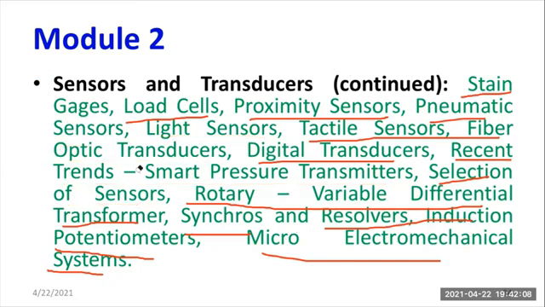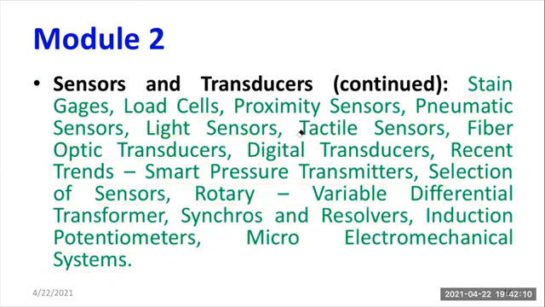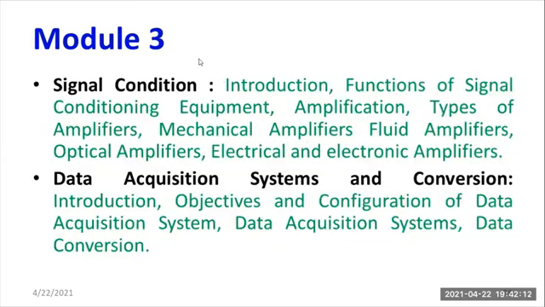And regarding the third module, I'll be mainly focusing on signal conditioning. You know that the main components of a transducer are one, the sensor, and the other, the signal conditioning device. So I'll be talking about what we mean by signal conditioning and why it is required. So, an introduction to signal conditioning, the functions of signal conditioning, and different types of signal conditioning equipment.